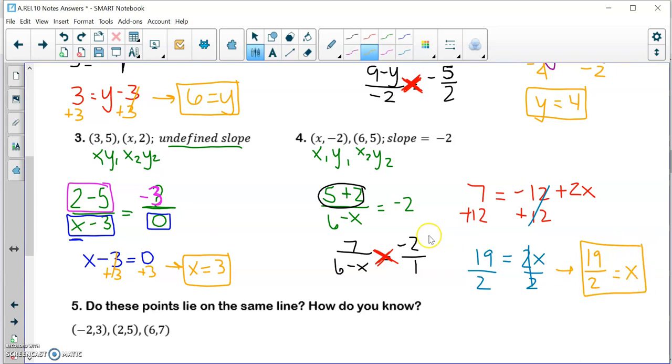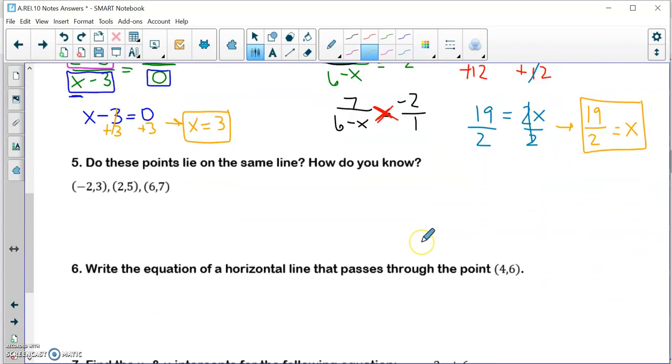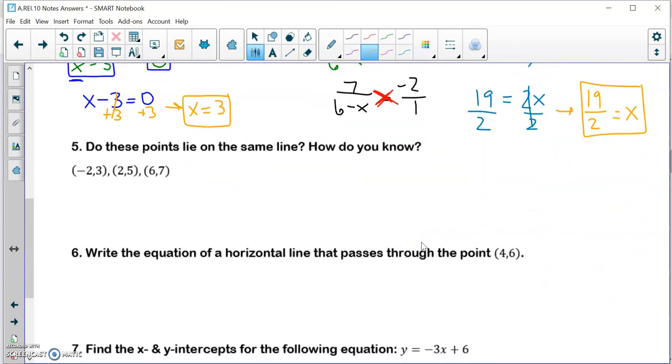All right, looking at number 5, we want to know, do these points lie on the same line? How do we know if they lie on the same line? Well, if these points lie on the same line, that means that they create a straight line, which would mean that all of these points are solutions to a linear equation, meaning that all of these points, if they fall in the same line, then they must have the same exact slopes between them.